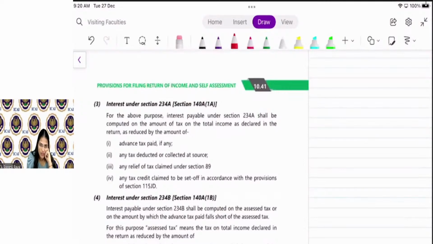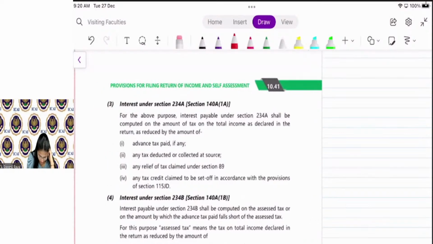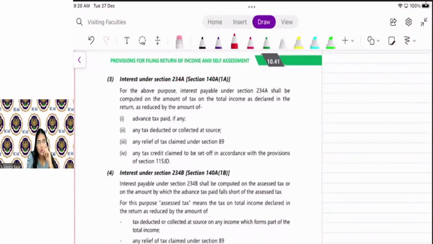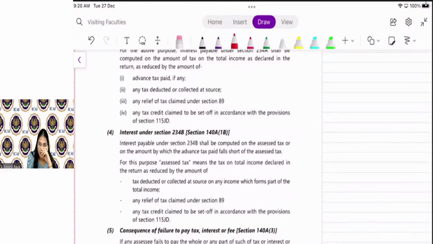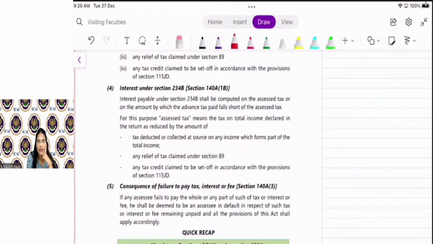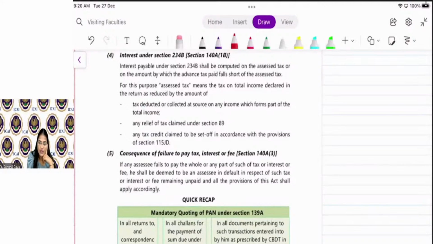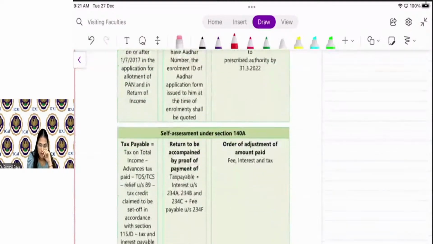Interest under 234A we have already discussed. I have explained the interest under 234B also. 234B is for shortfall of advance tax. If you are not paying 90% of your advance tax up to 31st March 22, then on the shortfall, you have to pay interest under 234B from 1st April to the date of payment of full tax. If you fail to pay tax, interest or fee, then you are treated as assessee in default, and any penal provision, that is the penalty, interest, imprisonment may be levied on you. Okay, it is the quick recap.